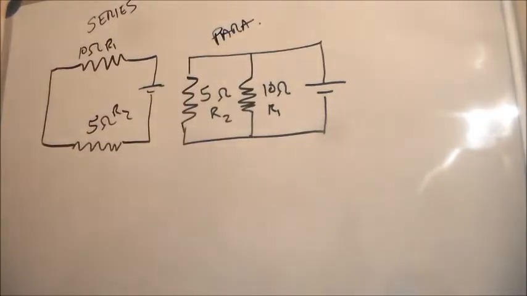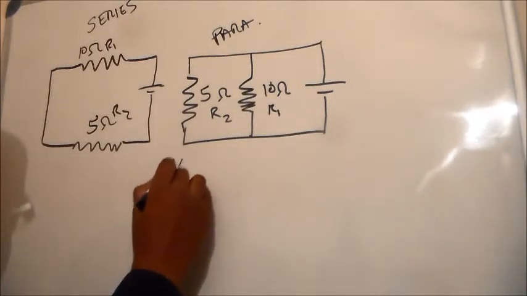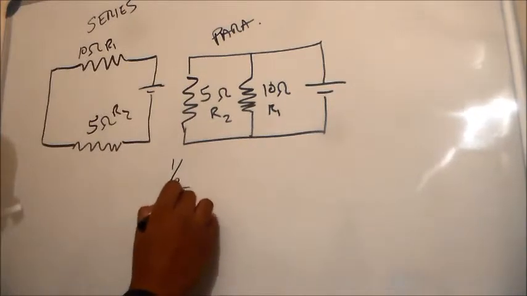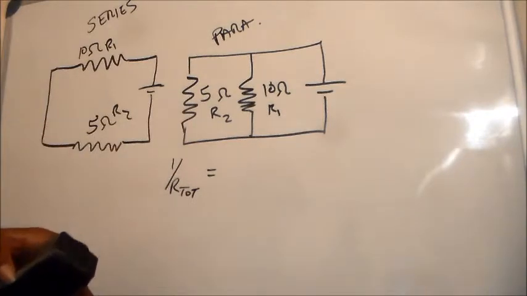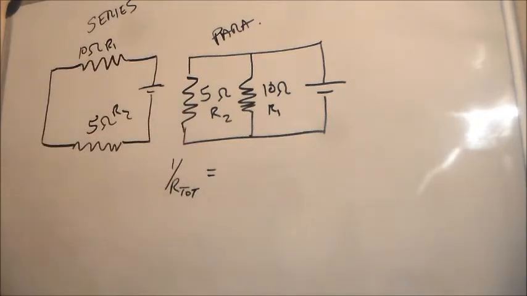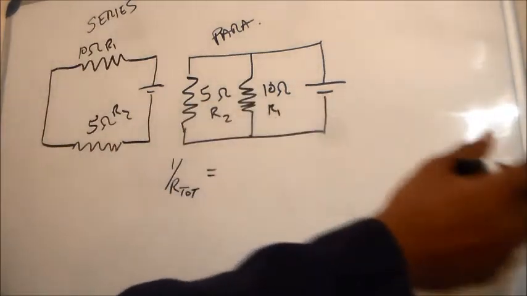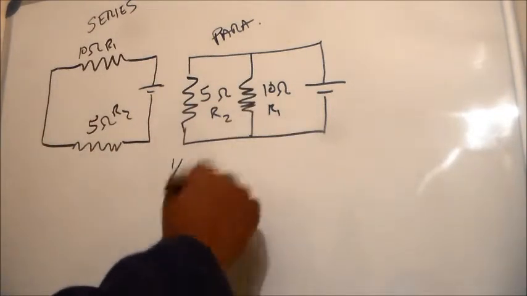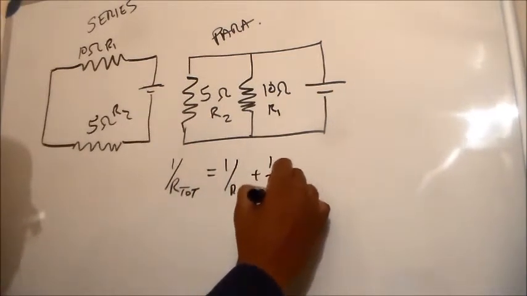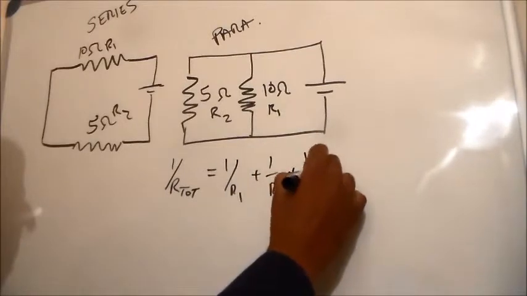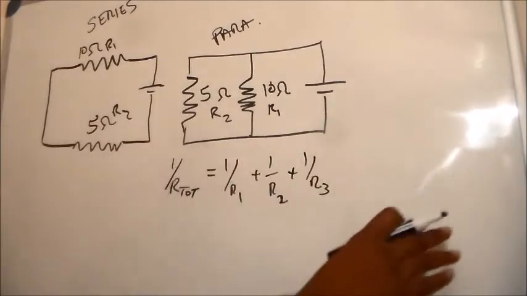In the parallel circuit, when we want to find the resistance, it's actually 1 over total resistance. Okay, so we're going to work this out, and since there's 2 resistors, we don't need to do the regular 1 over R1 plus 1 over R2 plus 1 over R3.